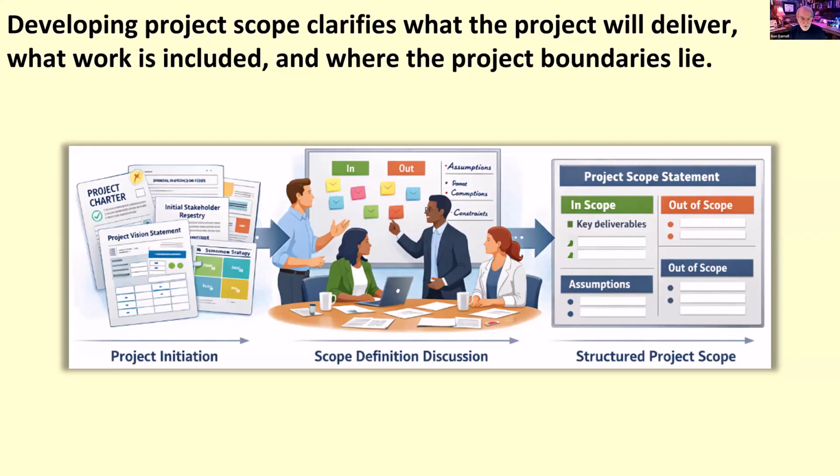This is important because a project may begin with a general idea, a business need, or a vision, but those starting points are usually not detailed enough to guide the rest of the planning work. The project manager and stakeholders need to build a shared understanding of what the project is supposed to accomplish and what the project is not intended to do.